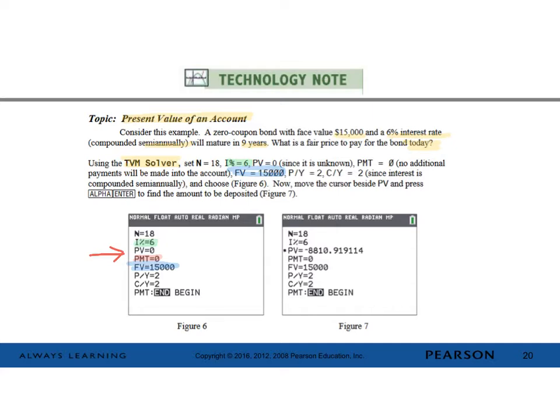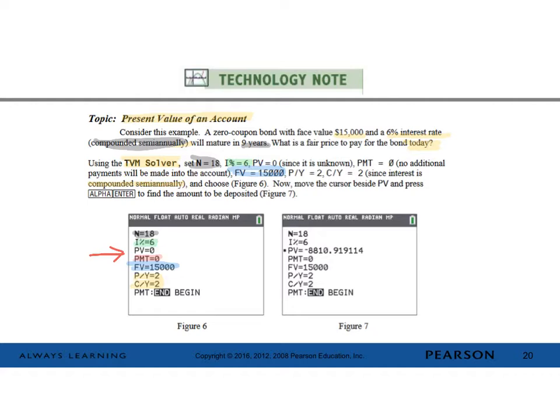And it says that it's compounded semi-annually. So the payments per year of interest and the compoundings per year are the same. They're 2. And then the last thing it says is that n is equal to 18, and that's because we're talking about 9 years compounded semi-annually. So there's where the value of 18 comes from.